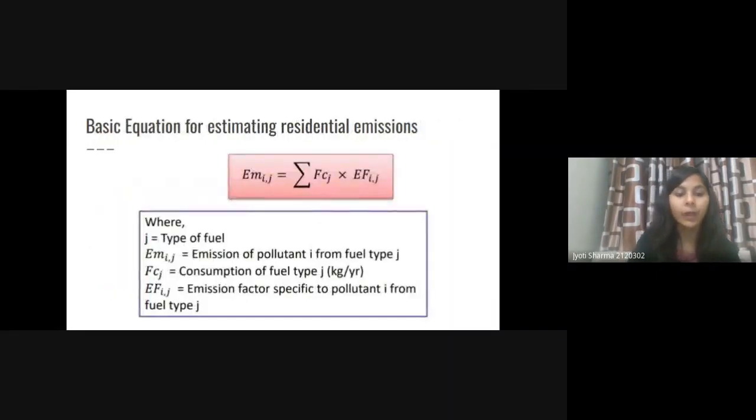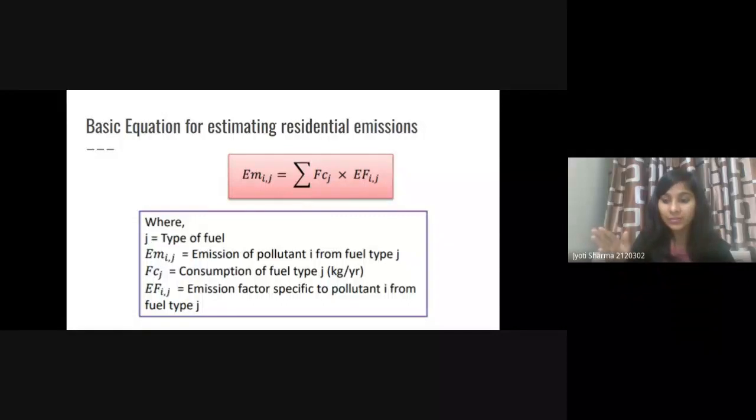Okay, so here is the basic formula. If you want to calculate the emission of the pollutant I, the pollutant may be, let's say, carbon monoxide, methane, or nitrogen oxide. Pollutant I means your pollutant will be released from fuel type J. For example, if you are talking about coal, then it will release mostly carbon. It will not release sulfur dioxide or nitrogen dioxide.